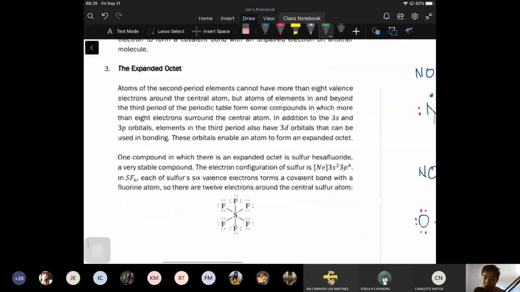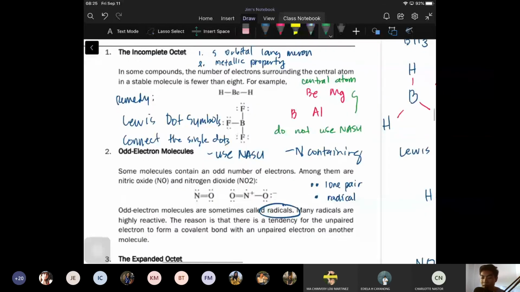So again, let's go back. So dalawa na yung na-discuss natin na violations. The first violation is the incomplete octet. The incomplete octet, no? Bakit?